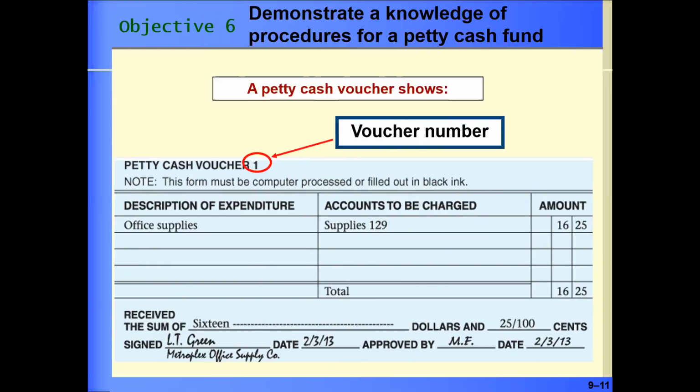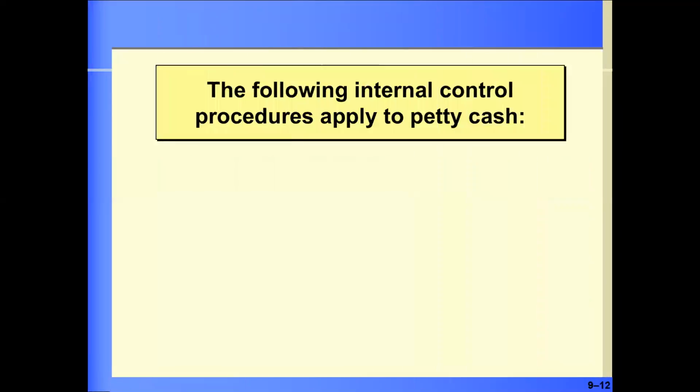Excuse me. So you have a petty cash voucher number. So let's talk about the internal control procedure for petty cash, and maybe it'll make a little bit more sense.